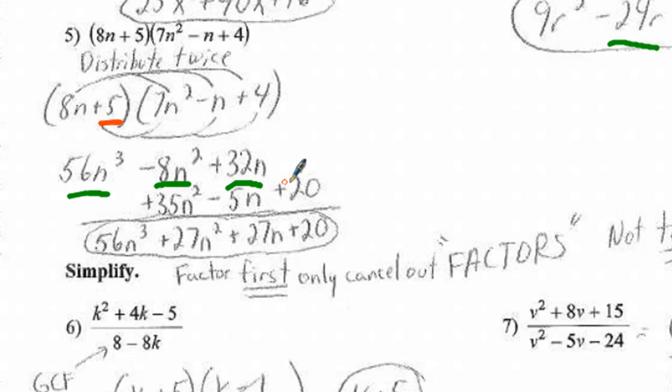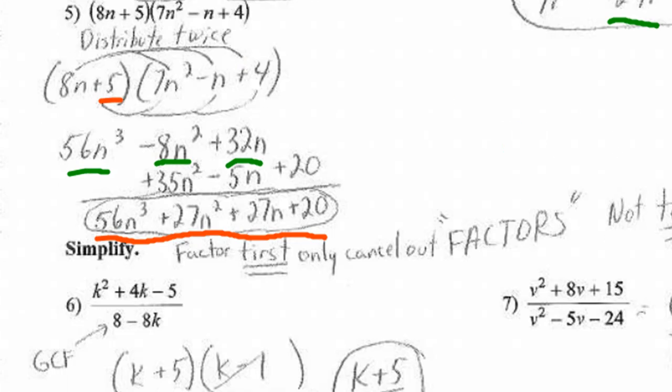All we have to do yet is simplify. You combine your like terms. So negative 8n squared plus 35n squared, that gives you 27n squared. And then my n's combined to give me 27n. So here's your final answer. This is something that I need to make sure everyone can do. A binomial times a trinomial, you're distributing twice. Okay? The next two, we're simplifying.